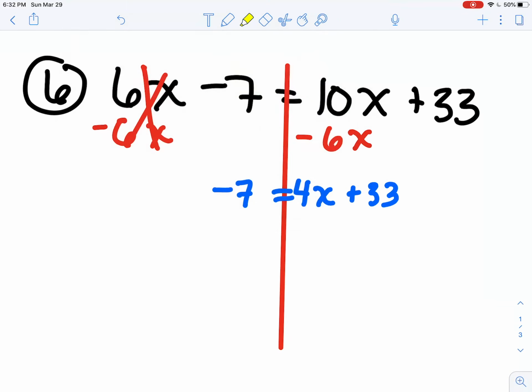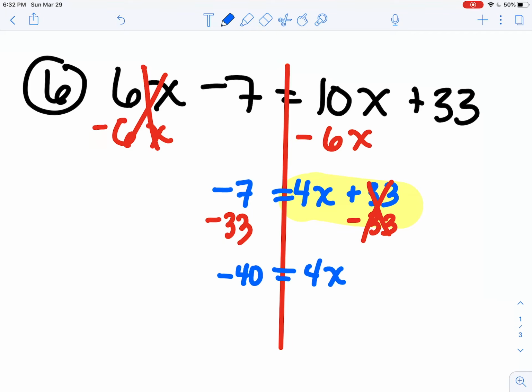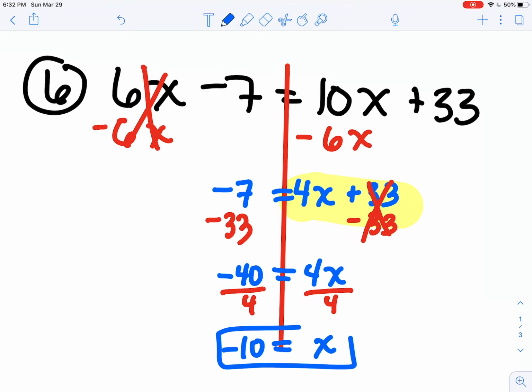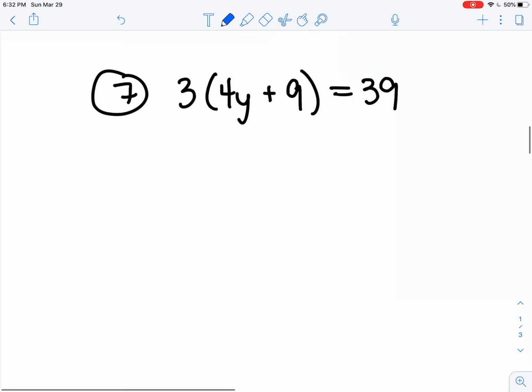Now my variable is on the right side, so I need to add or subtract the number without the letter, so I'm going to subtract 33 on both sides. It cancels on the right, and I drop down negative 40 equals 4x. And then lastly, I want to divide both sides by 4, which then is x is equal to negative 10.